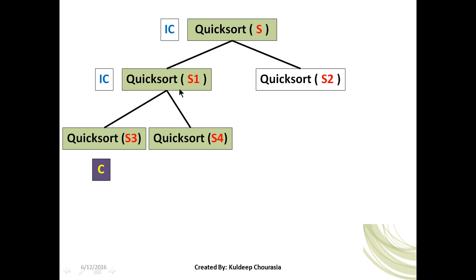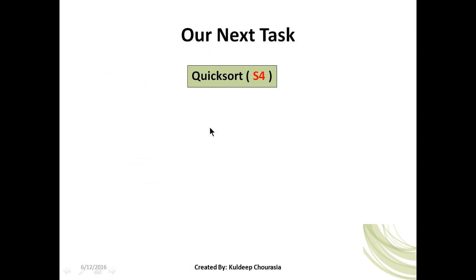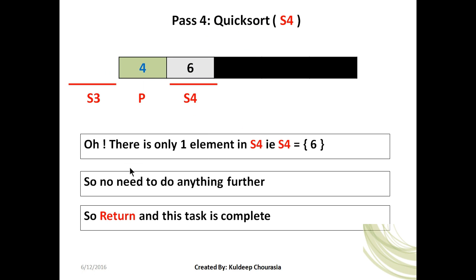So what do I have to do now? I have completed the task Quicksort S3. Now I have to perform the task Quicksort S4. Again, when this task is performed, the program finds that there is only one element in S4, which is 6. So no need to do anything further. Single element is already sorted. So return and mark this task as complete. The color of this element 6 changes to green, which indicates that now the position of this element is fixed and this element will not move.